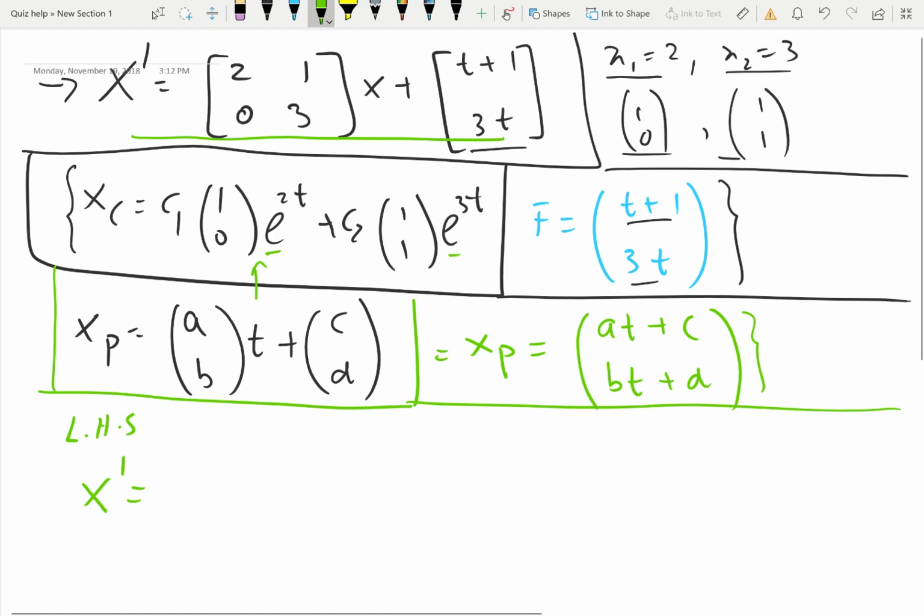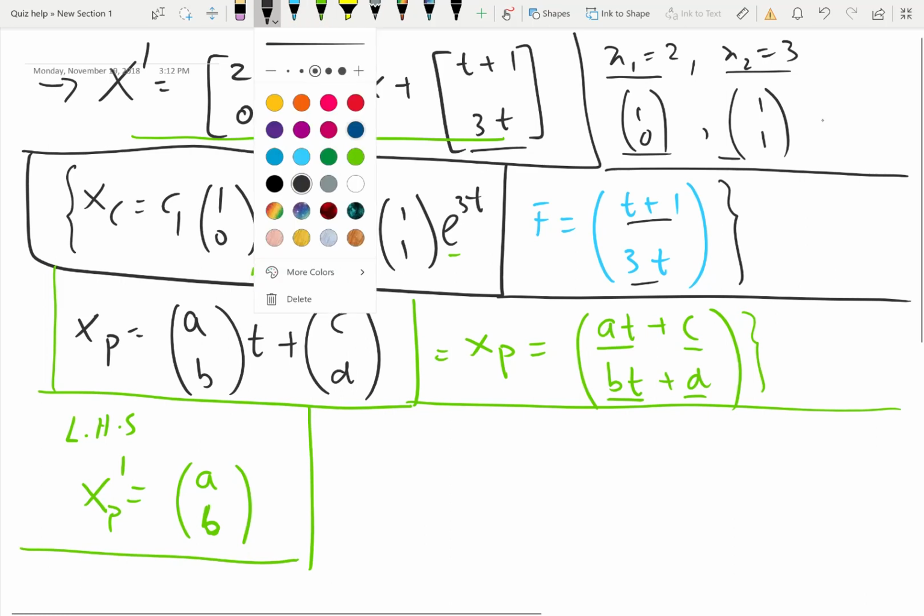The left hand side is x prime, that means the derivative of xp. If you take the derivative term by term, the derivative of at is a, c is a constant so its derivative is 0, the derivative of bt is b, and the derivative of d is 0. So this is just x prime p. That's the left hand side.